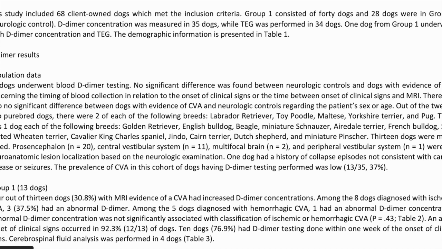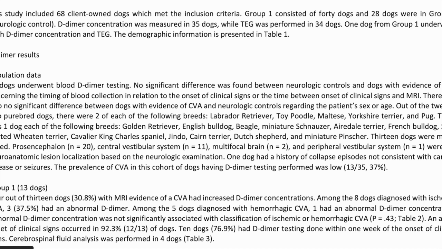Group 1 consisted of 40 dogs and 28 dogs were in Group 2, neurologic control. D-dimer concentration was measured in 35 dogs, while TEG was performed in 34 dogs. One dog from Group 1 underwent both D-dimer concentration and TEG. The demographic information is presented in Table 1. D-dimer results. Population data. 35 dogs underwent blood D-dimer testing. No significant difference was found between neurologic controls and dogs with evidence of CVA concerning the timing of blood collection in relation to the onset of clinical signs, or the time between onset of clinical signs and MRI.